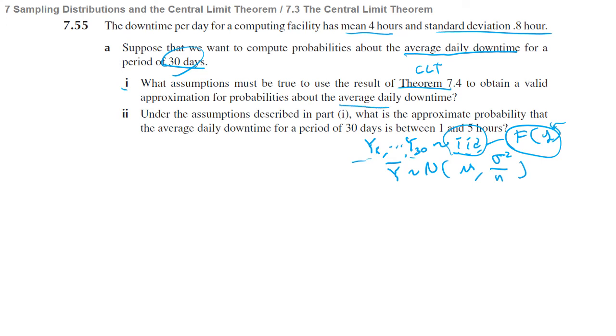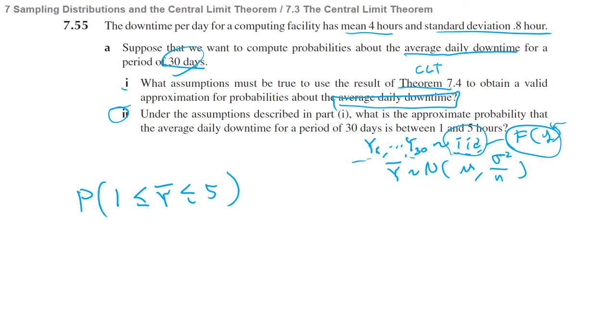the average daily downtime. And the second problem: under the assumption described in part 1, what is the approximate probability that the average daily downtime for a period of 30 days is between 1 and 5 hours? 1 and 5 hours. This is what we want to calculate.